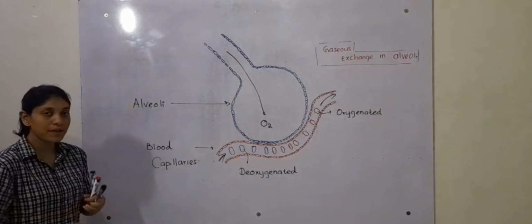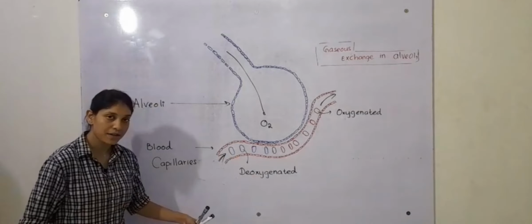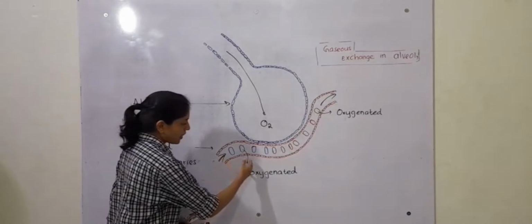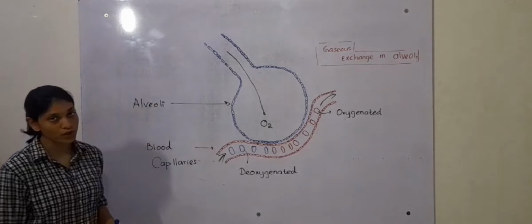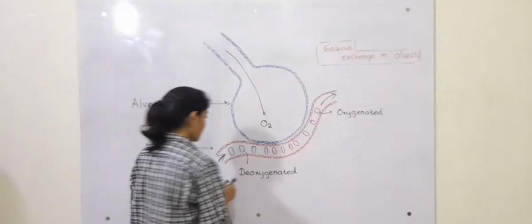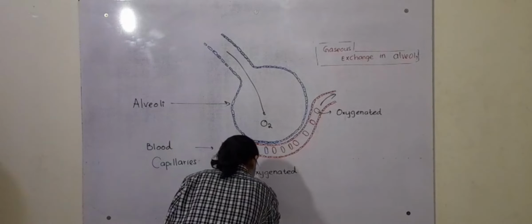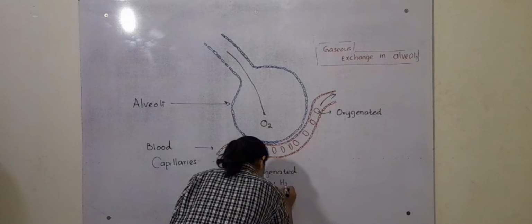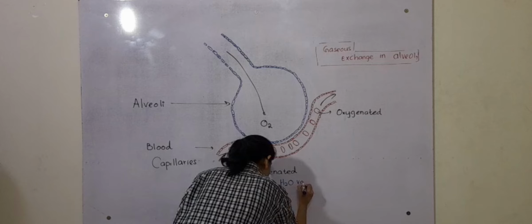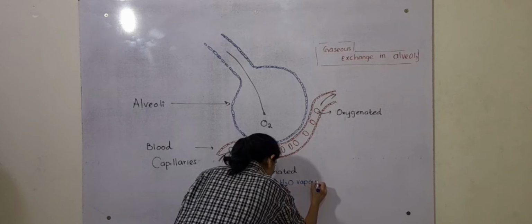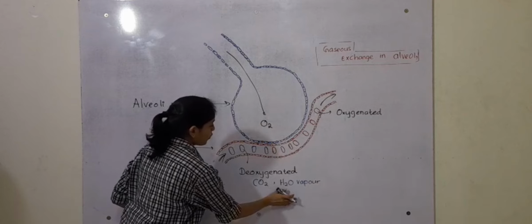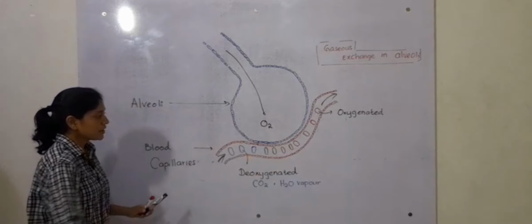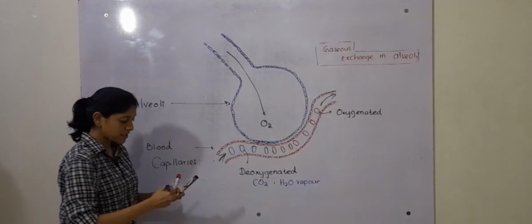Deoxygenated blood means, people, no oxygen is present in this blood. This deoxygenated blood contains carbon dioxide and water vapor. Understood? And here you can see oxygen is present.